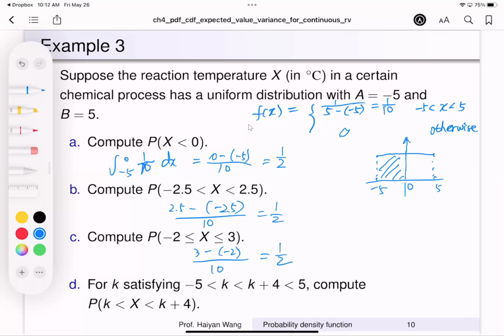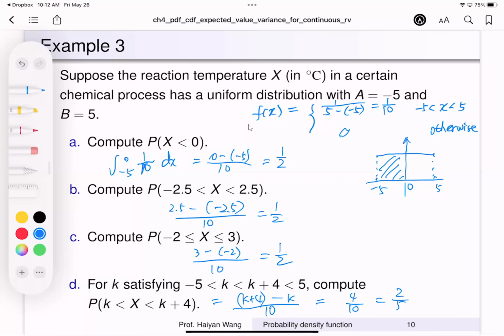The next part is for k and k plus 4, with both k and k plus 4 between -5 and +5. We want to compute the probability of x between k and k plus 4. This will be computed as k plus 4 minus k, divided by 10. And in this case, it would be simply 4 over 10 as the probability.